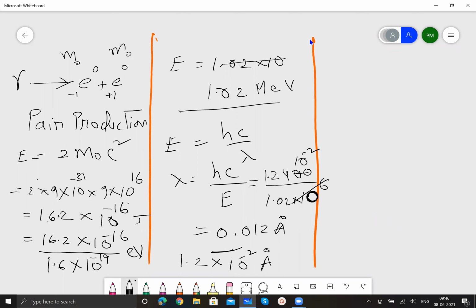1.2 into 10 to the power minus 2, correct? If you simplify, this is the answer. So it will be 0.012 angstrom units. Correct? Yes, sir. Take the question.